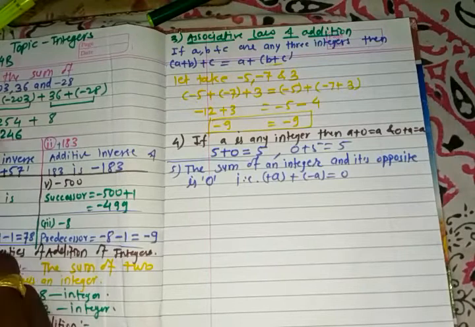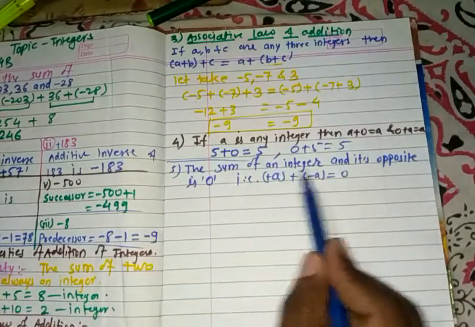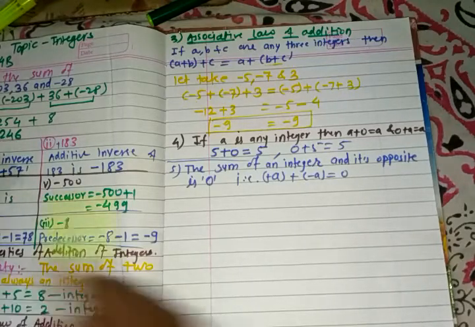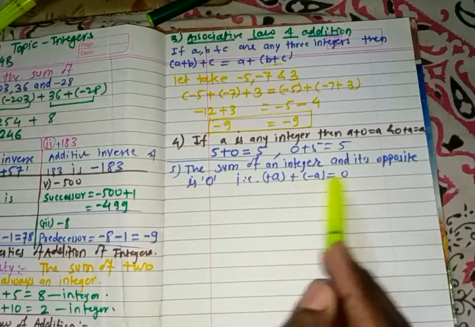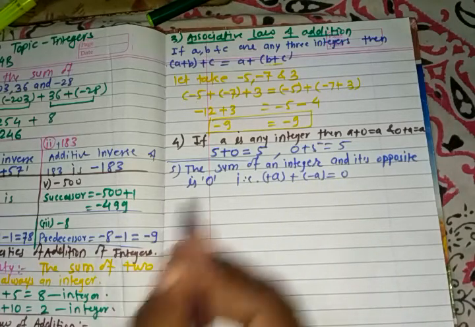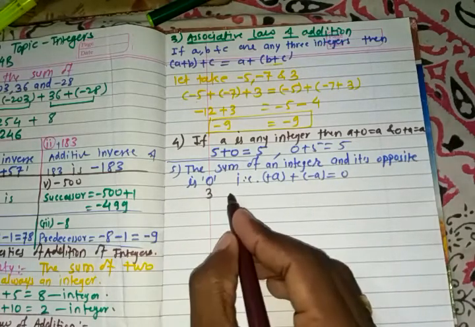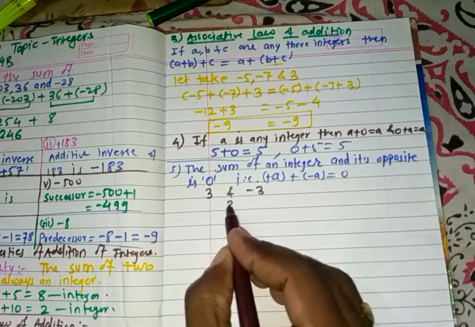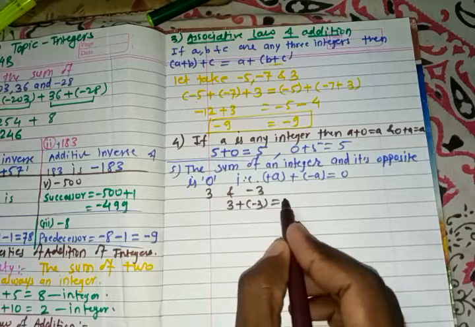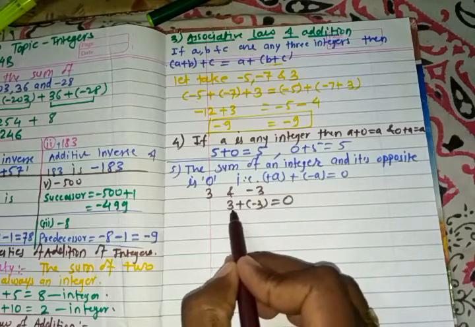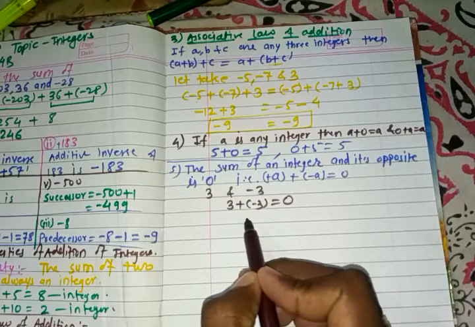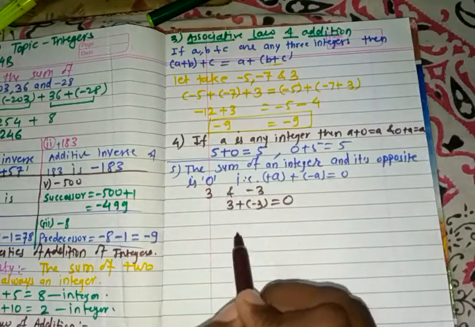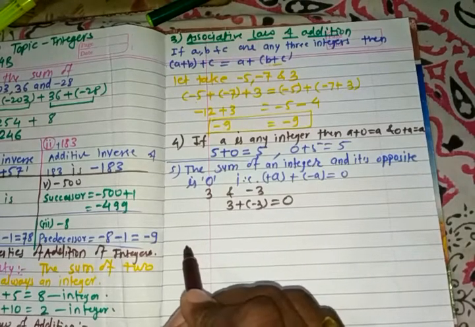And the last property is that the sum of an integer and its opposite is 0. Suppose plus a plus minus a is equal to 0. Suppose I am taking the integer 3 and its additive inverse is minus 3. So the addition of 3 plus minus 3 is 0. It means when the additive inverse of a number is added to it, we get 0. On the basis of these 5 properties, we will see the problem.